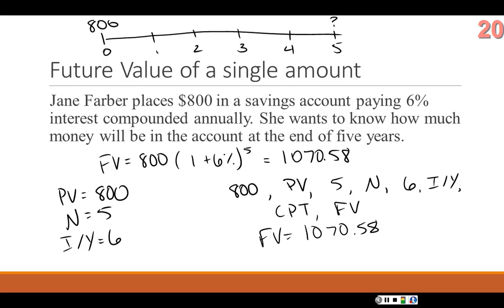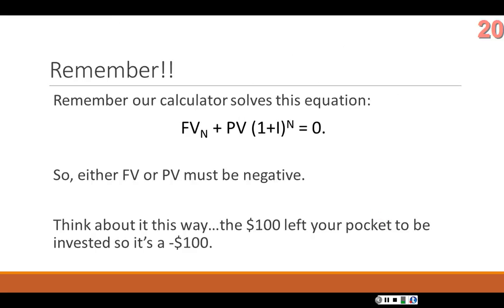So generally we put cash outflows as a negative number and cash inflows as a positive number. Because our calculator solves this equation. It's not solving the exact same thing that we are. It says the future value plus the present value times 1 plus the interest rate raised to the nth power, and they set that equal to 0. So either the future value or the present value is going to have to be negative to cause this equation to equal 0.